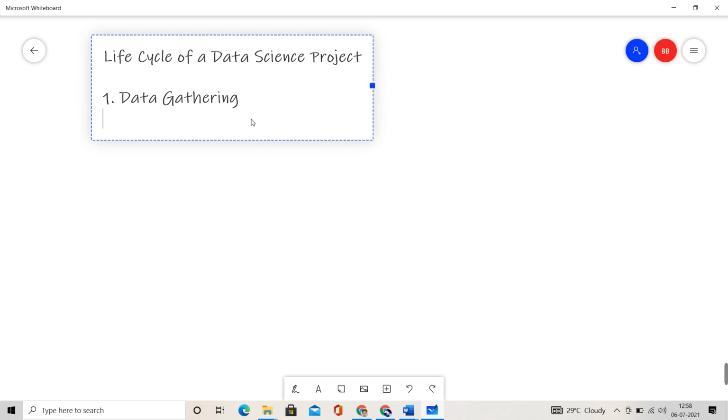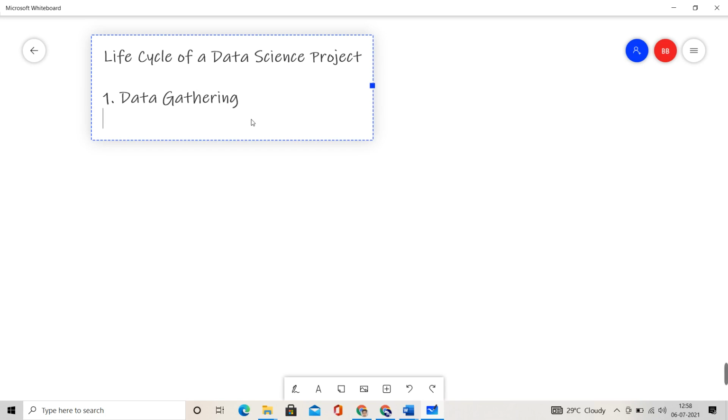So what is data gathering? It means that in order to start with a data science project, we need to collect the data. So there are different ways. So we may go for web scraping. There are third-party APIs. So here comes the role of a domain expert. So who is a domain expert? So who is proficient in his or her domain.